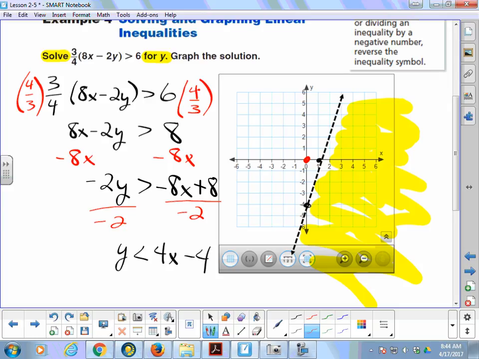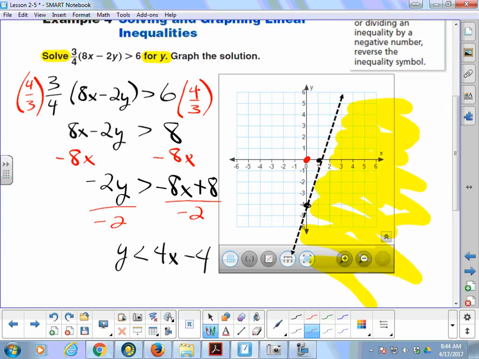So when I put 0 in for x, I get 0. Put 0 in for y, I get 0. Multiply 0 by 3/4 and I get 0. So is 0 greater than 6? No, it's not. So my shading is below the line, the other side of there, so I did it right. So these, solve for y, and then we shade them.